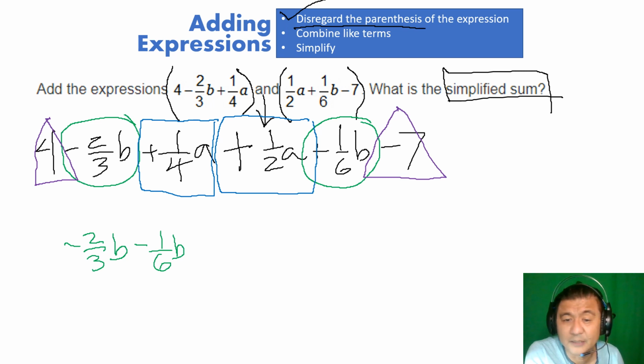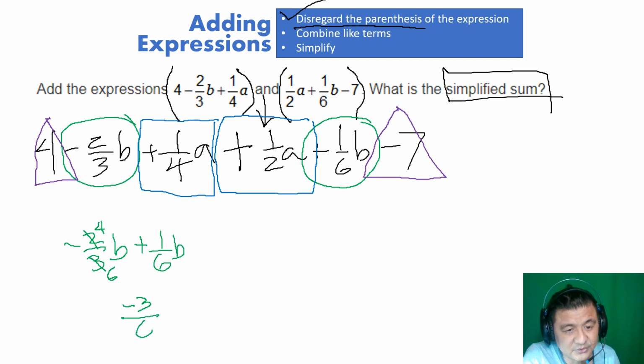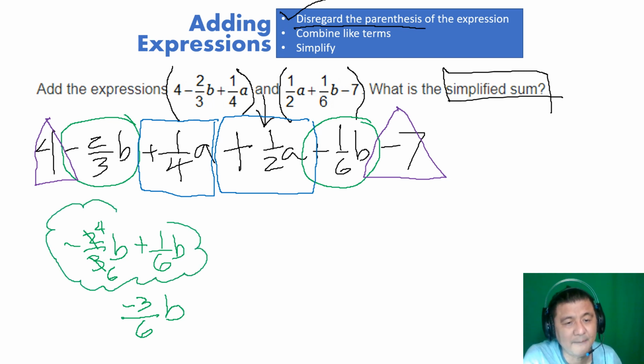Okay, but the denominators are different, so let's make them the same. I want to make you a 6 also, times 2 for you. So times 2, 2 times 2 is a 4. So negative 4b and negative 1. Oh, is that a negative? Oh, that's a positive. Sorry, my bad. That's a positive. So negative 4 and a positive 1 is a negative 3. Denominator is now 6, so negative 3/6 b. All right, so we're okay with the b's. As I said, some kids can do this one mentally.